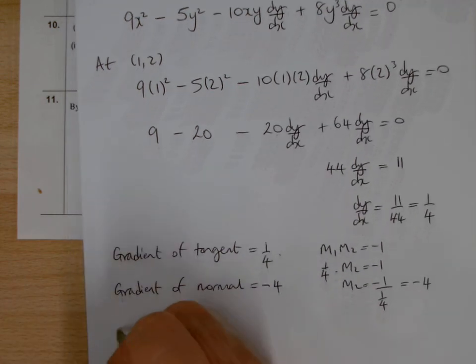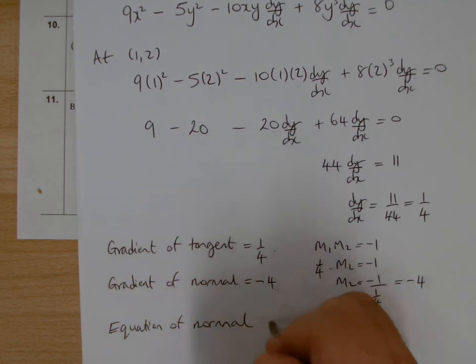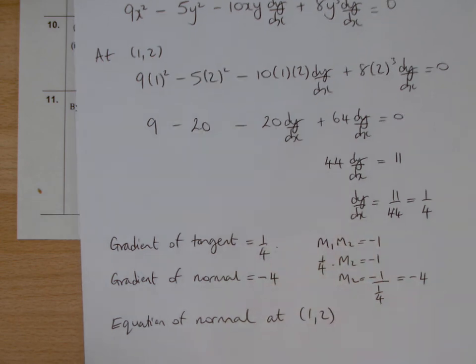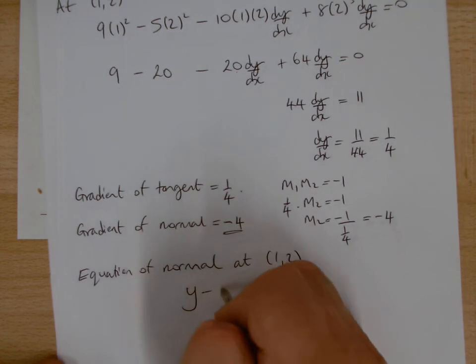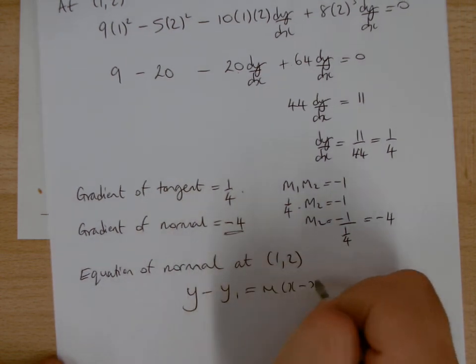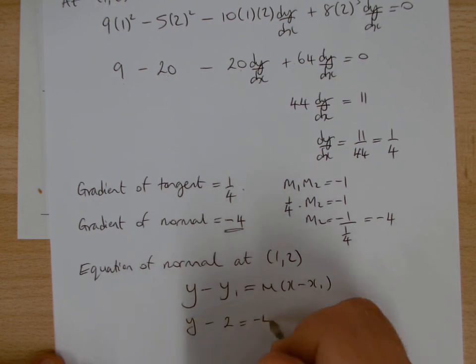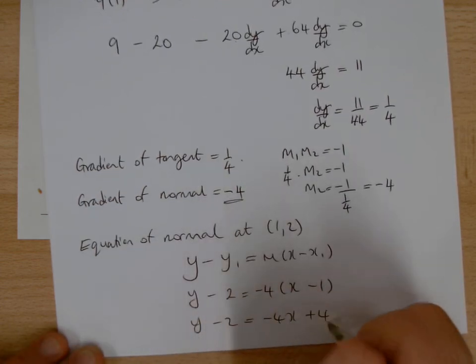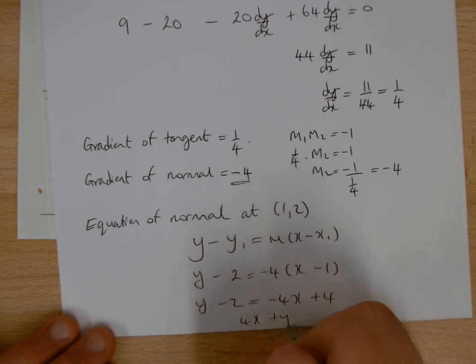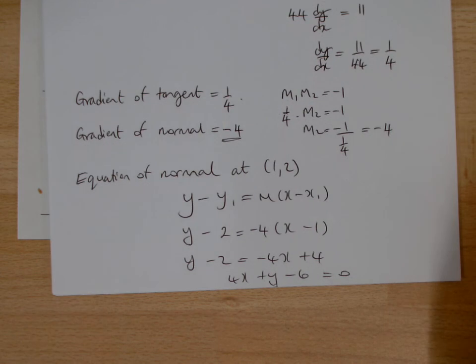And all we want then is the equation of the normal at the point (1, 2). And of course we know the gradient is minus 4. So we use the formula y minus y1 equals m(x minus x1). So it'll be y minus 2 equals minus 4(x minus 1). So y minus 2 is minus 4x plus 4. So that means you get 4x plus y minus 6 equals 0.